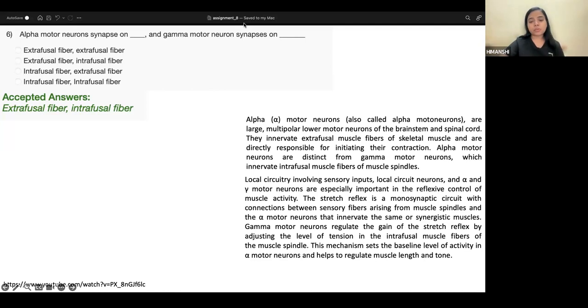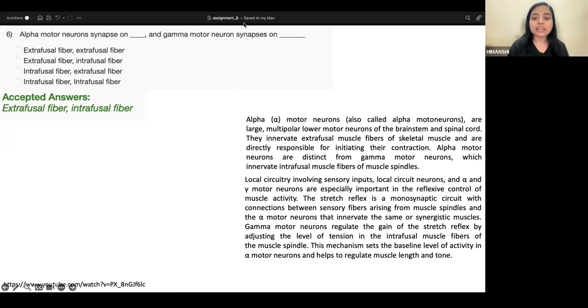So, some basic information about alpha motor neurons. Alpha motor neurons are large multipolar lower motor neurons of the brain stem and spinal cord. I hope all these terms are clear to you by now, because we have covered what multipolar means, what upper and lower motor neurons are, what the brain stem is, and what the spinal cord is, right? I hope you are able to follow. They innervate extrafusal muscle fibers of skeletal muscle and are directly responsible for initiating their contraction.